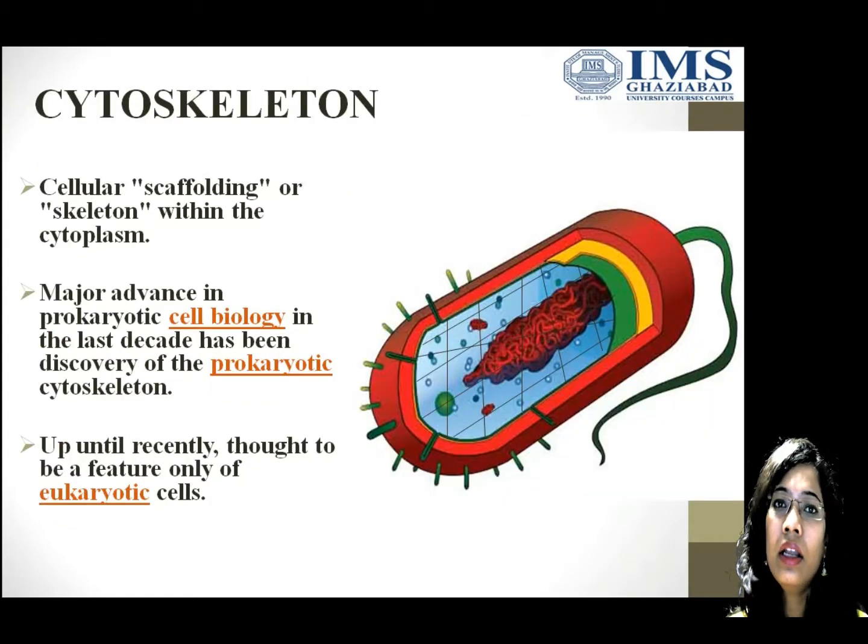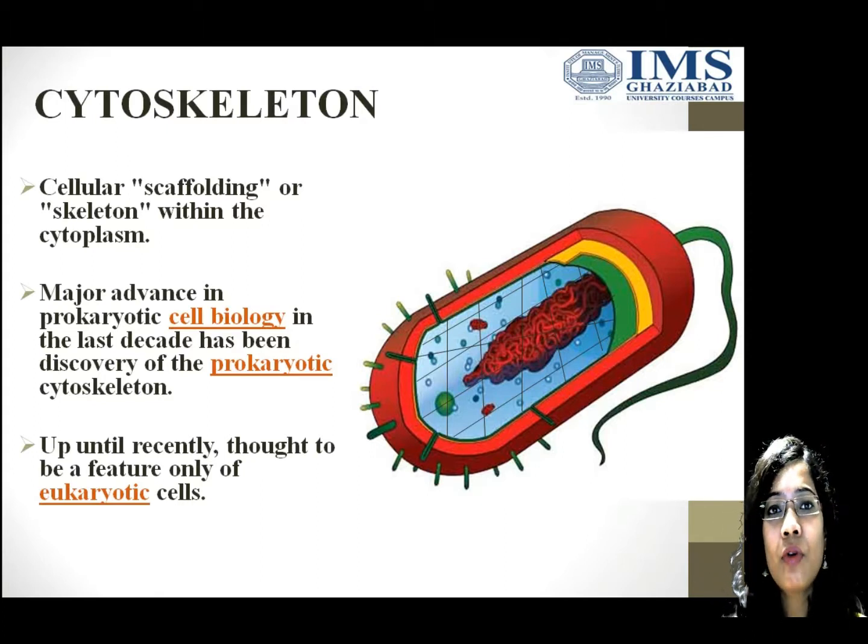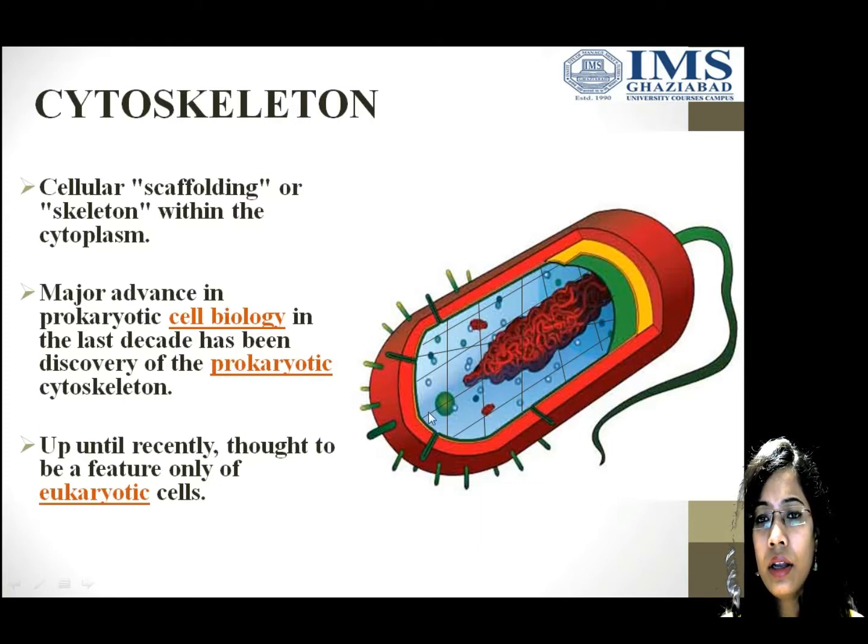Next comes the cytoskeleton. As our human body is provided with a skeleton to give a firm or solid shape to the body structure, like that a cytoskeleton is present, which provides shape to bacteria. It is a cellular scaffolding or skeleton within the cytoplasm. You can see here these lines. These are known as the cytoskeleton, providing firmness to the bacterial cell. A major advance in prokaryotic cell biology in the last decade has been the discovery of the prokaryotic cytoskeleton, until recently thought to be a feature of eukaryotic cells only.